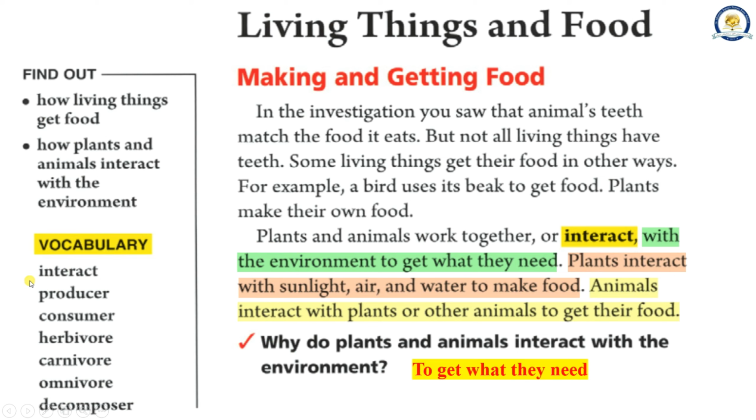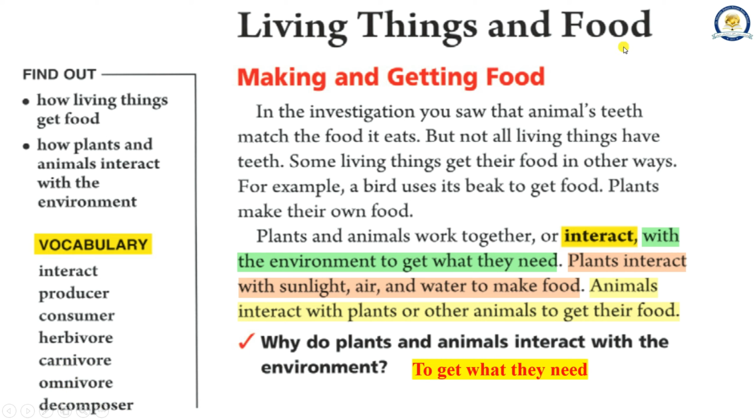Vocabulary. Interact. Producer. Consumer. Herbivore. Carnivore. Omnivore. Decomposer.